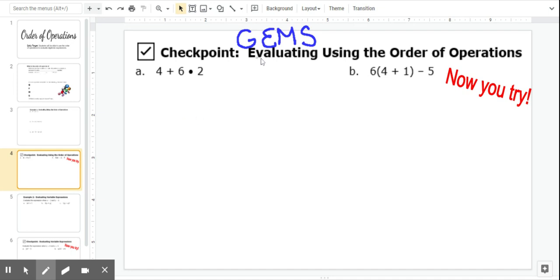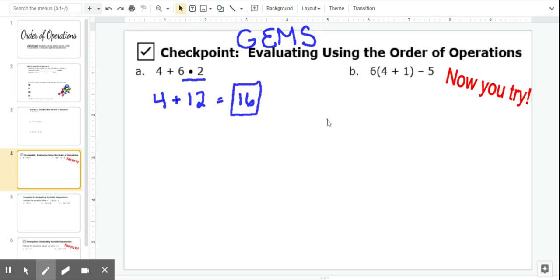If I follow GEMS, the only thing I have here is addition and multiplication. And multiplication will always come before addition, so I must multiply first. 6 times 2 gives me 12. Drop down that plus 4. What do I do now? The only thing I have left is 4 plus 12, so that's easy. That just gives me 16.